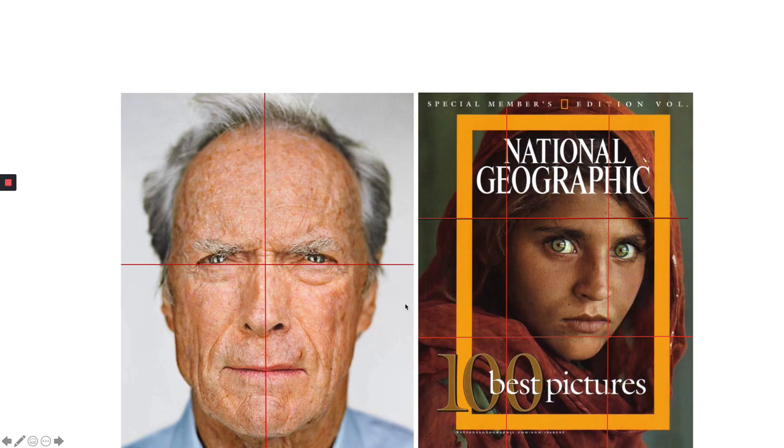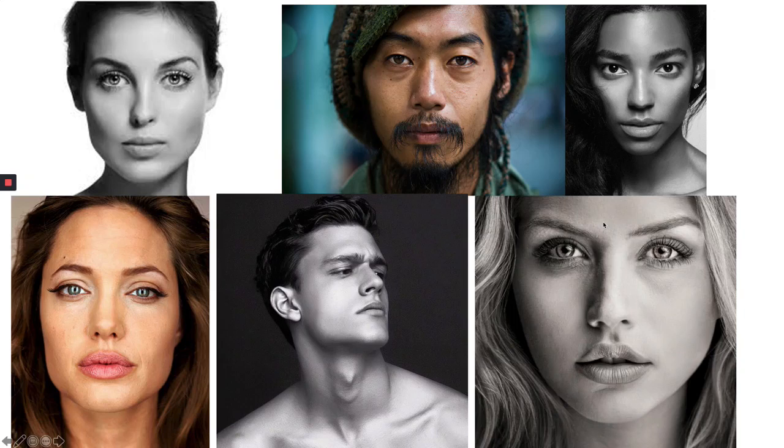But with this one of Clint Eastwood, we can notice that it kind of drops. The eyes with the rule of thirds should be up here, but here he drops it towards the center. And so he wanted to focus on Clint Eastwood's eyes being at the very center. But for the most part, photographers are going to put the eyes at the top third line to give it that more natural look.